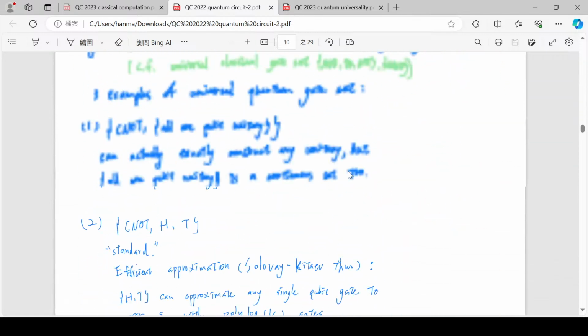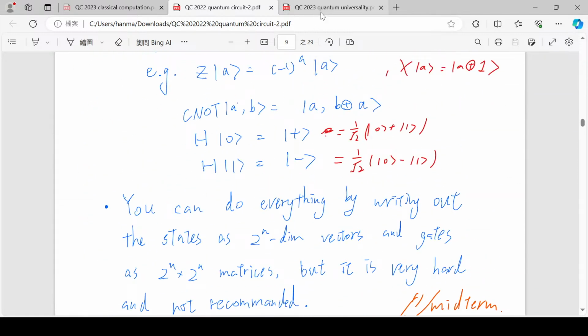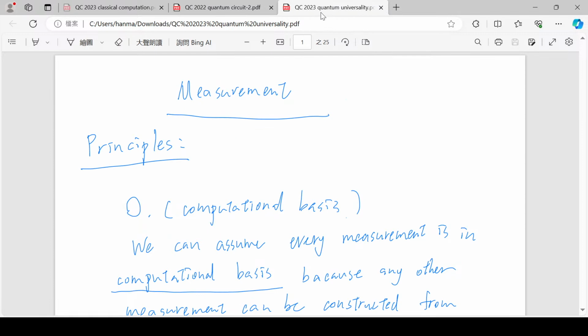Anyway, we will jump to another topic, but actually in the natural order of the book. That's about quantum universality. Basically, the idea here is we are trying to construct a universal quantum circuit. So we want to find some small set of gates with which you can piece any quantum circuit together. But first we go to measurement, because this is also part of the quantum circuit.